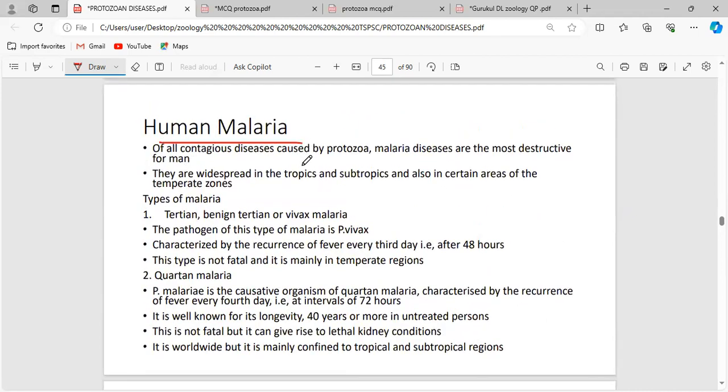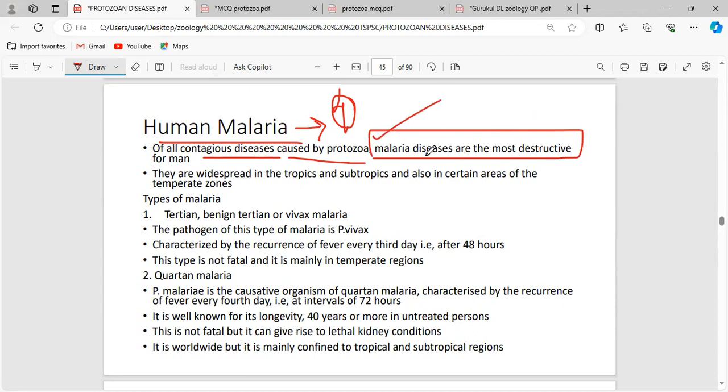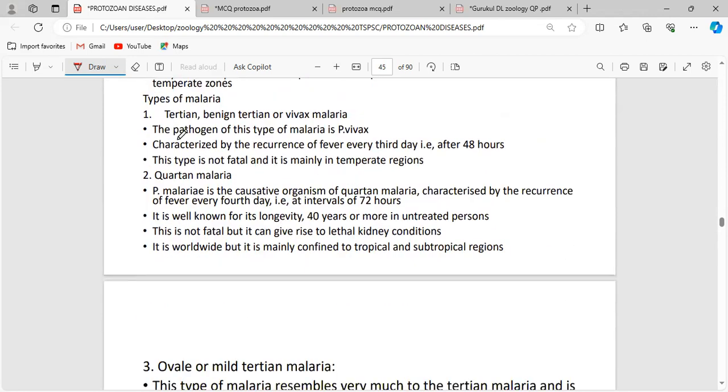In human malaria, we have studied that 4 different species are responsible for this malaria. Of all the contagious diseases caused by protozoans, malarial diseases are the most destructive for humans. We have seen the 4 different types of malaria caused by different species of the malaria protozoan parasite, that is tertian, benign tertian, and the vivax malaria. See, the other names are also important. They can be asked in the match the following questions.